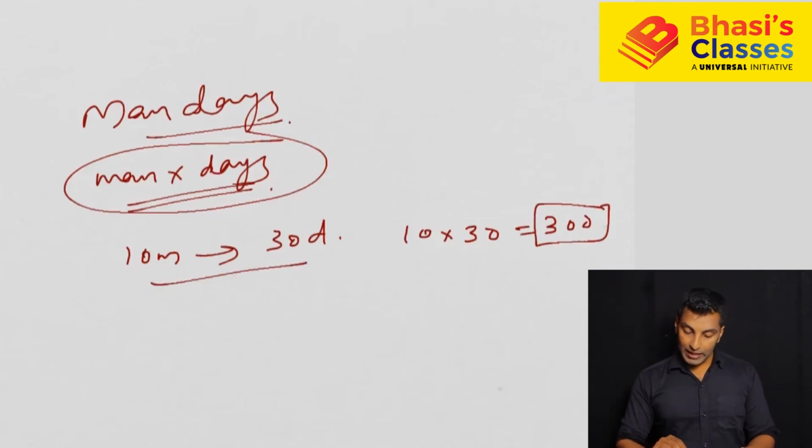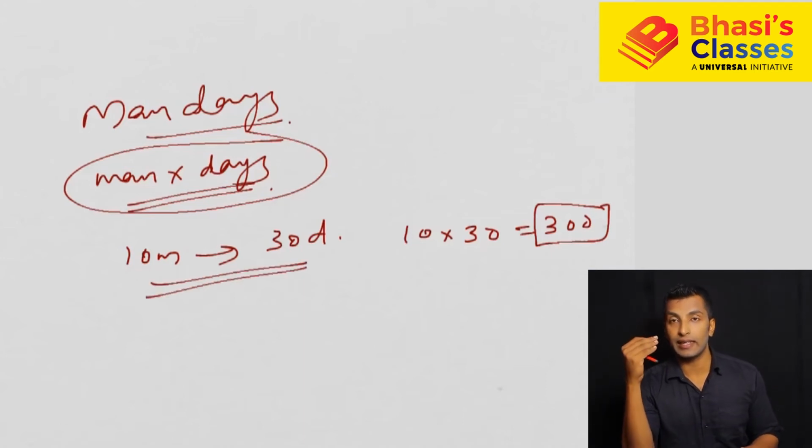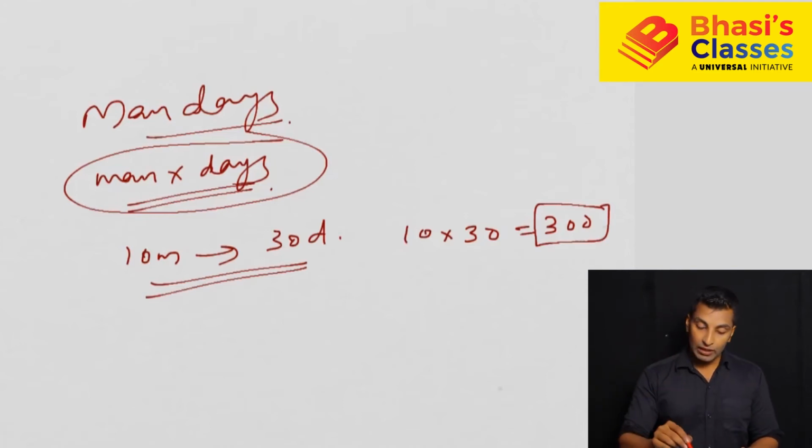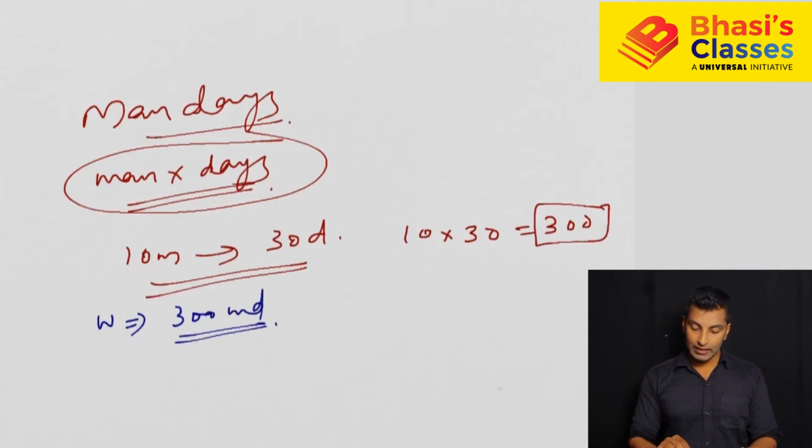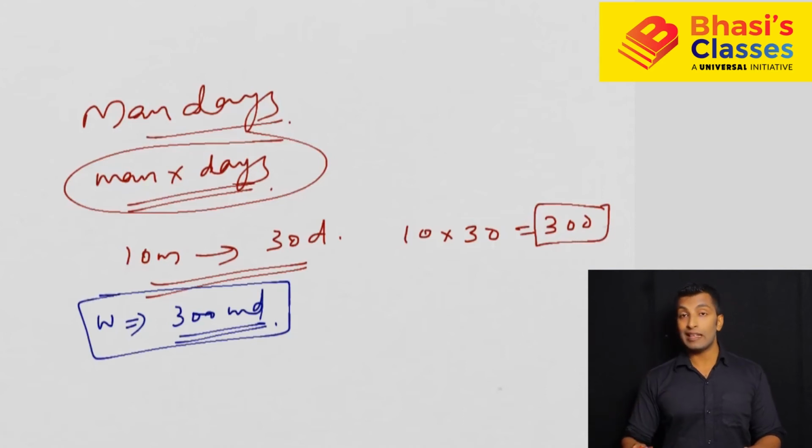So if you have this information, 10 men can finish the work in 30 days, the idea is 300 man days are required to complete the work. Now let me see what questions I can solve with this understanding. You can give me number of days and they will ask how many men are required, or they will give you number of men and ask how many days it will take. Let me take examples. First case, I give you the number of men. This is one idea which is given.